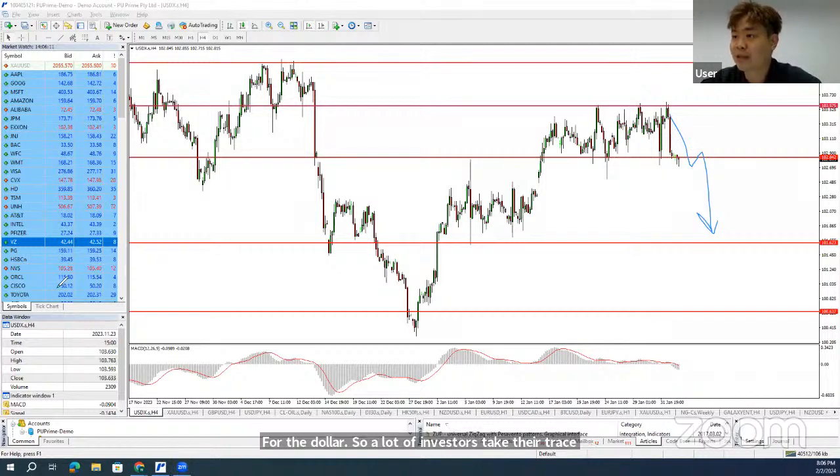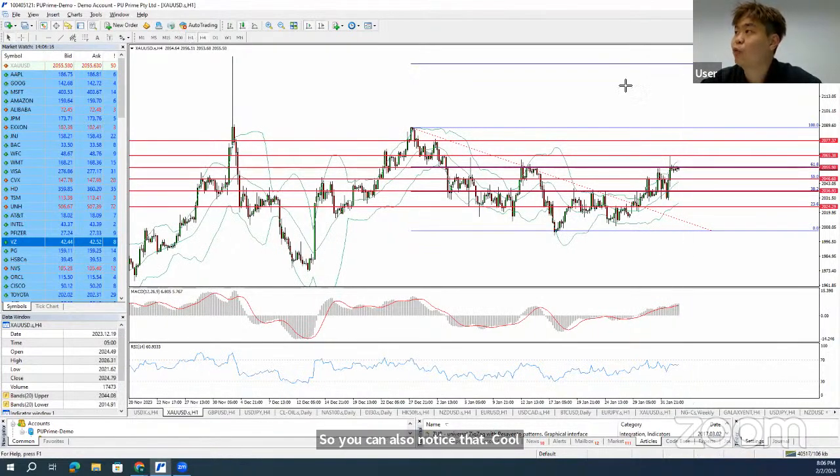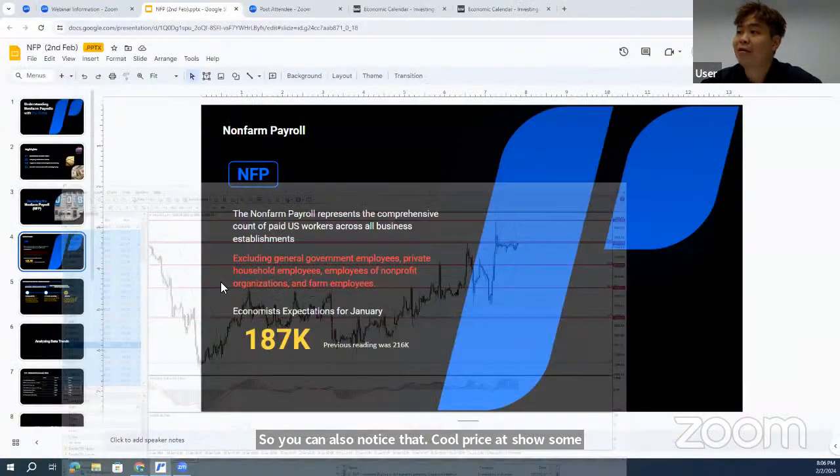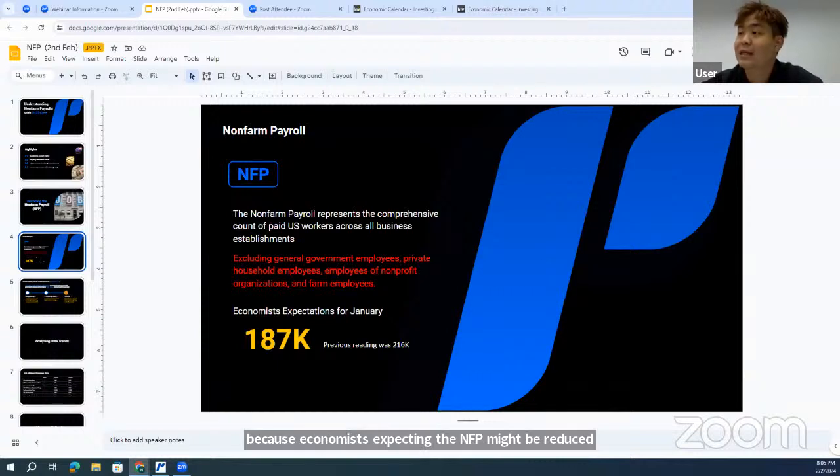So you can also notice that the gold price has shown some rebound and bullish momentum. This is the main reason: economists are expecting the NFP might be reduced from the previous reading of 216K to 187K. But of course, for new traders or experienced traders, it's still advisable to continue monitoring the NFP data after the data release and see what strategy you can apply on it.